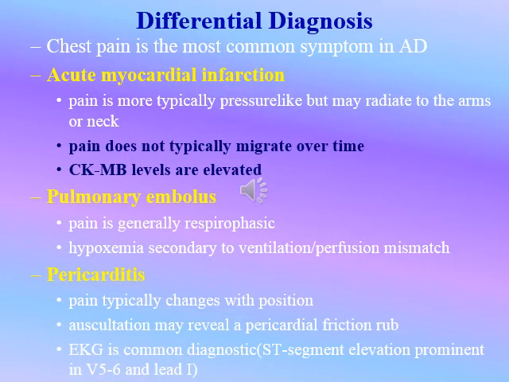However, migrating pain takes time. It will start in your chest, then it will go down. So you start feeling it in your abdomen, and then it'll go down. You start feeling pain in your legs. Enzyme elevation, though, in aortic dissection, enzymes also rise.